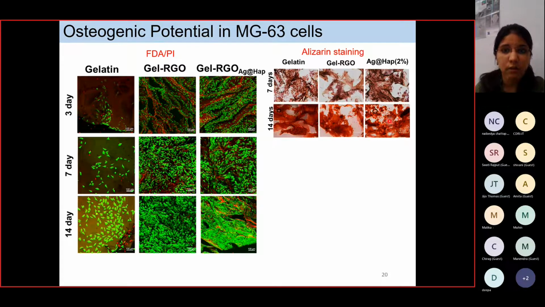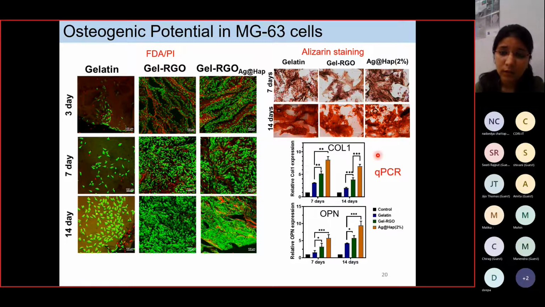The next study was to carry out the alizarin staining to see how the mineralization nodules were being formed on these cryogels, and after extracting the alizarin dye, we saw that there was a higher concentration for the silver hydroxyapatite cryogels. The next study was to see how the genes are being upregulated by the hydroxyapatite-containing cryogels and the RGO cryogels, and we saw that there was a significant upregulation of COL1, the initial marker, as well as OPN, which is a late marker.